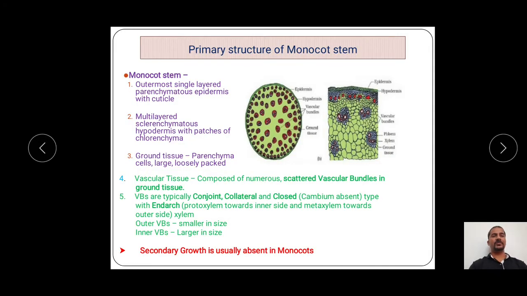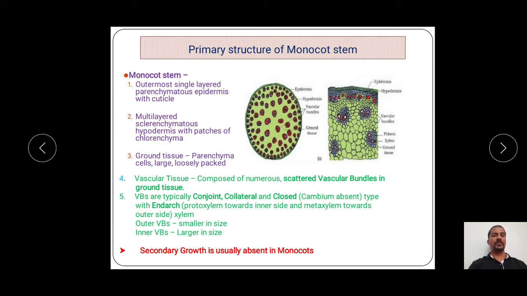Before going to the secondary structure of monocot stem, it is important to overlook the primary structure of monocot stem. That's why first we will study the primary structure of monocot stem. As you can see in the diagram, the monocot stem is roughly circular in its outline, and the outermost layer of the stem is the epidermis, which is made up of parenchymatous cells, and on the outer side it shows a layer of cuticle and a few stomata.